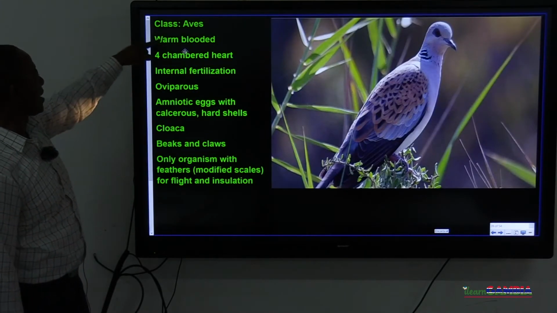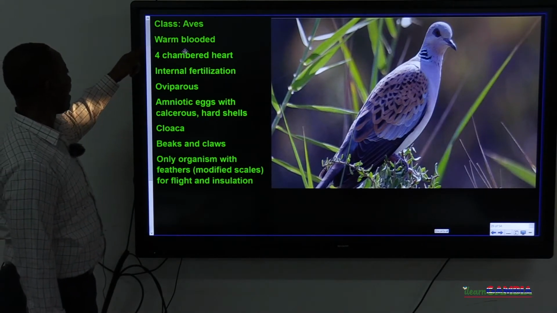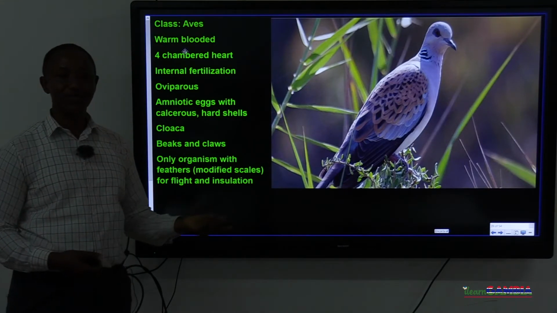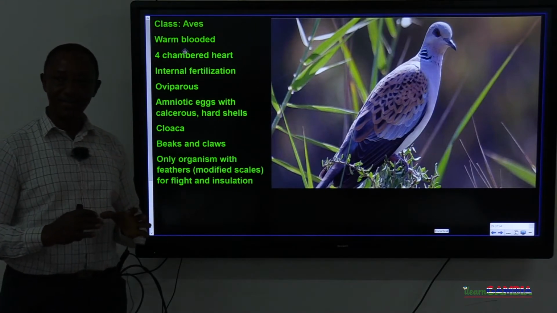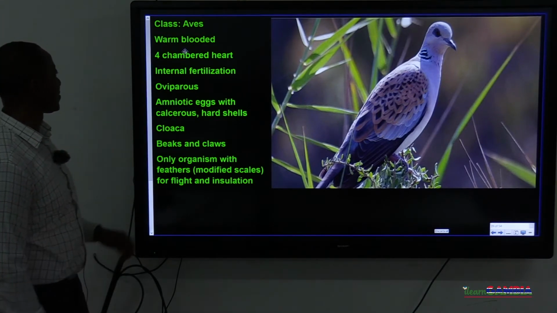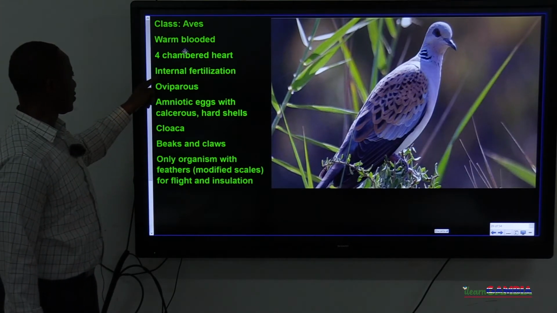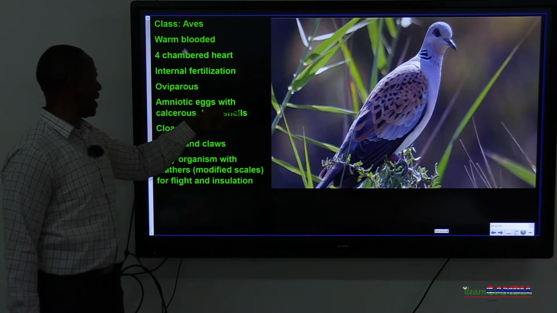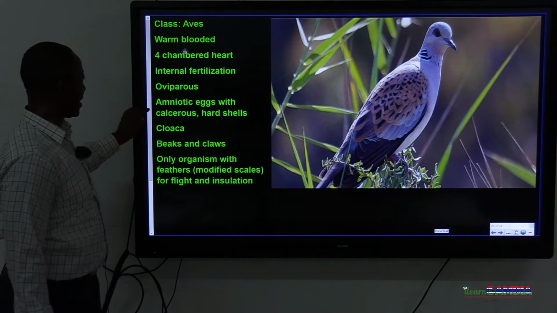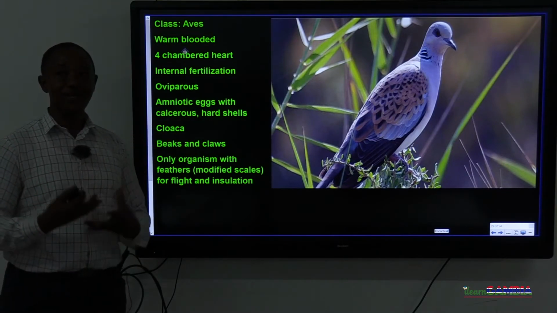Next, we look at the class Aves, or simply the birds. Again, these are warm-blooded. I already explained that cold-blooded means they cannot maintain a constant body temperature. Warm-blooded, they maintain a constant body temperature. Birds have 4 chambers, just like us, the higher animals. Fertilization, like in the reptiles, is internal. They lay eggs, oviparous. They have amniotic eggs with calcareous hard shells. This means they have calcium in the shells that makes them very hard.